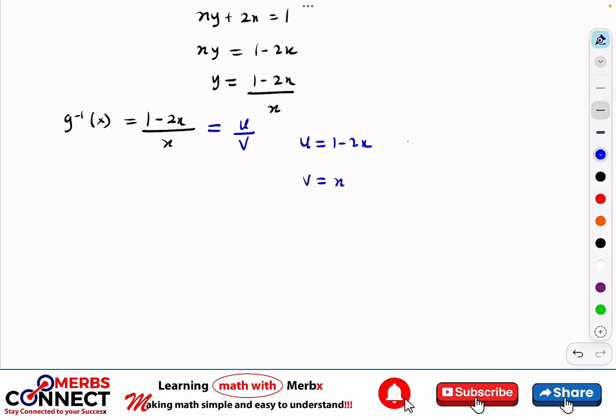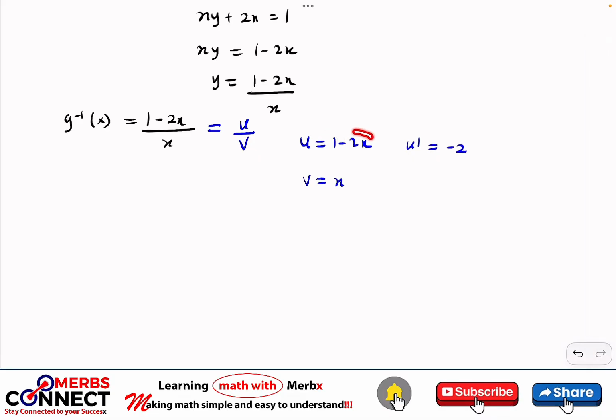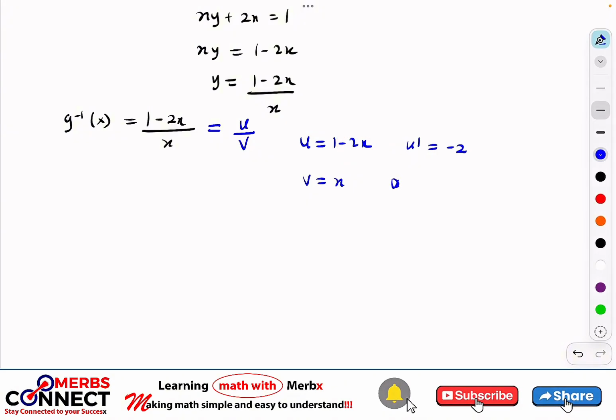For the quotient rule, we need u prime, which is going to give us minus 2. When you take the derivative of 1 it is 0, and minus 2x gives us minus 2. And v prime, when I differentiate x with respect to x, I get 1. So now what is g inverse prime?